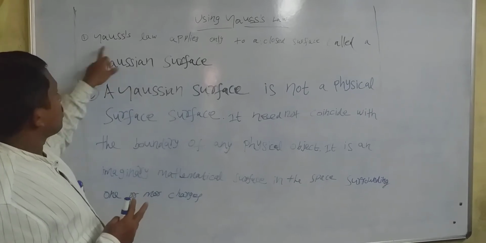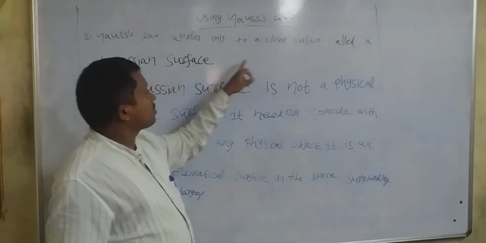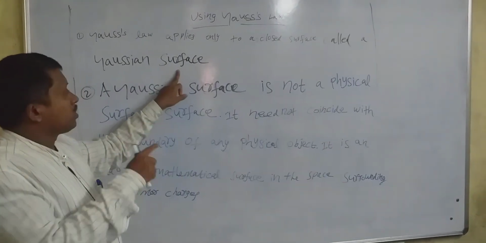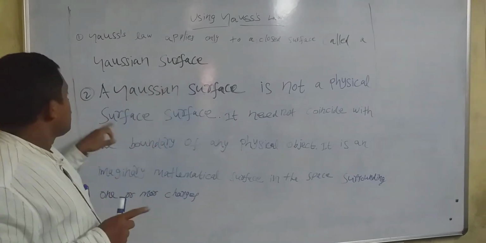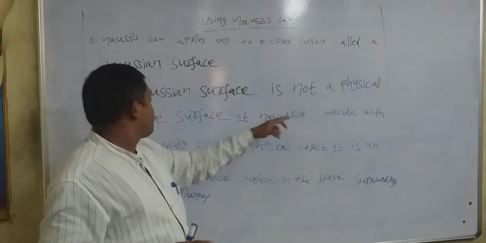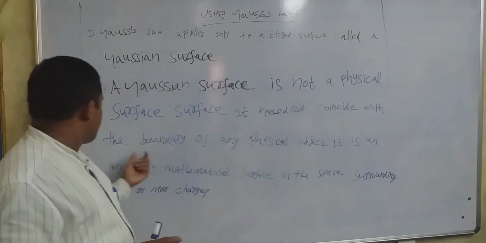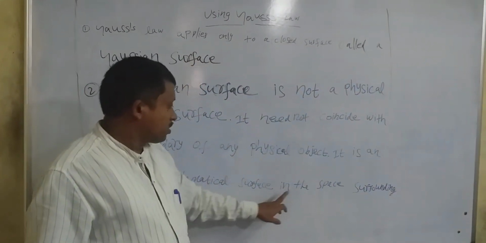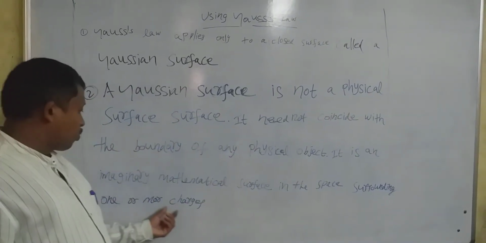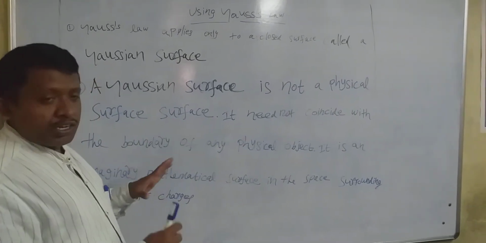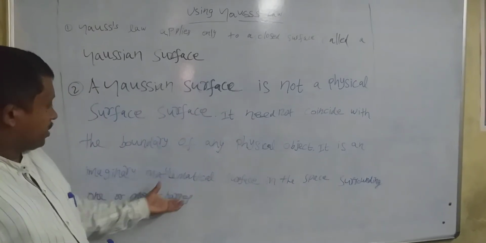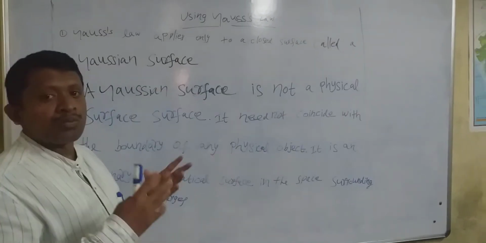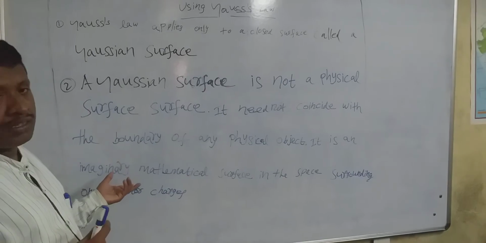The first point is that Gauss's law applies only to a closed surface called a Gaussian surface. So a Gaussian surface is nothing but a closed surface area. The second point: the Gaussian surface is not a physical surface. It need not coincide with the boundary of any physical object. It is an imaginary mathematical surface in the space surrounding one or more charges. It is not needed to enclose all the charges in the object, just one or more charges. So next point we will see.